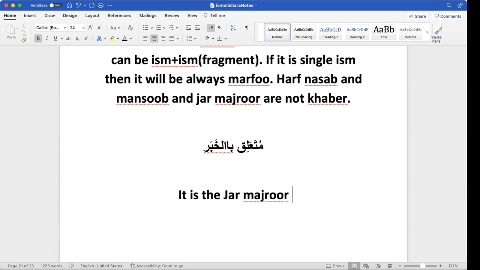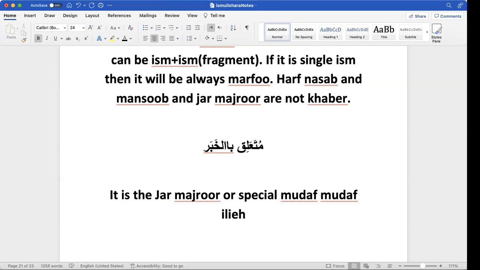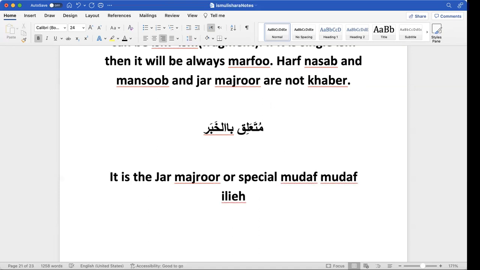Majroor, and special mudaf, mudaf ilayh, special mudaf, which I taught you, like fawqa, tahta, ba'za and all that. So if you have a sentence and you have jar majroor in that sentence, that jar majroor is called mutalik bil khabar. Or if you have a sentence in which you have somewhere a special mudaf and mudaf ilayh, that will be mutalik bil khabar. Now let's do the practice, then inshallah you'll be getting it.